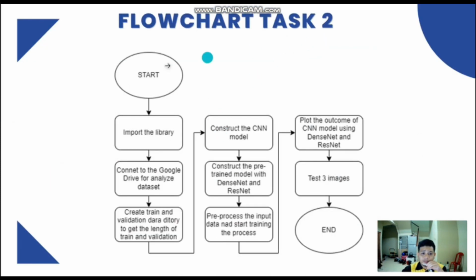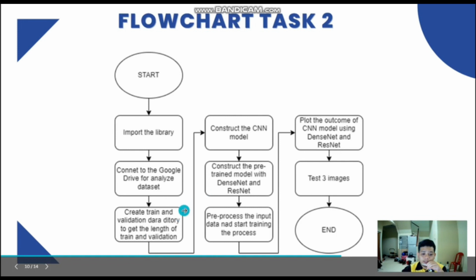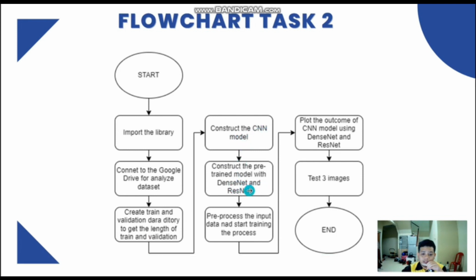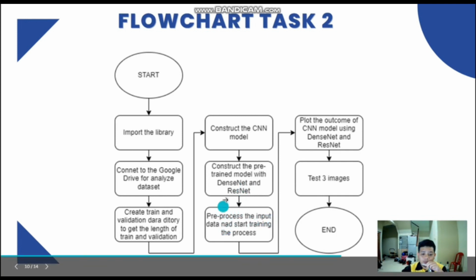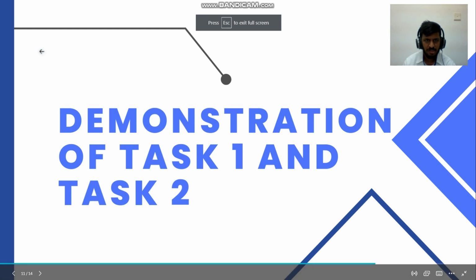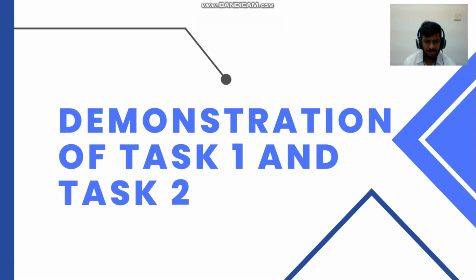It is the flowchart for Task 2. First, we start and import the libraries, then connect to Google Drive and analyze the dataset. Then we create the train and validation data directories and get the length of train and validation. Then we construct the CNN model, construct the pretrained model with two models, and then we preprocess the input data and start the training process, plot the outcome, test the image, and end. Now I'll be demonstrating Task 1, and for Task 2, my team member will demonstrate. So now let's go to the demonstration.